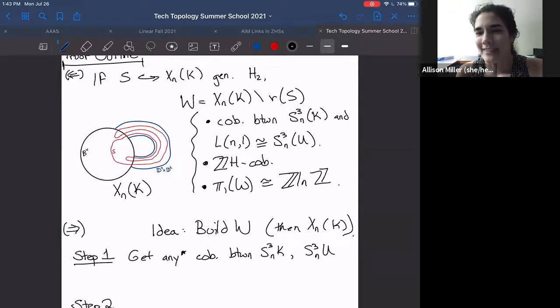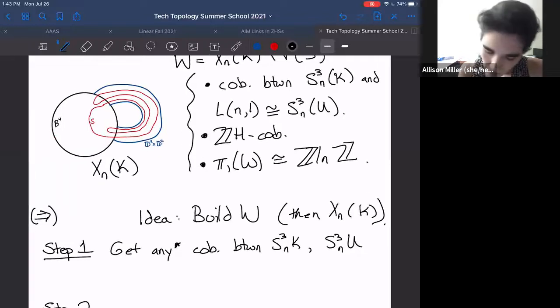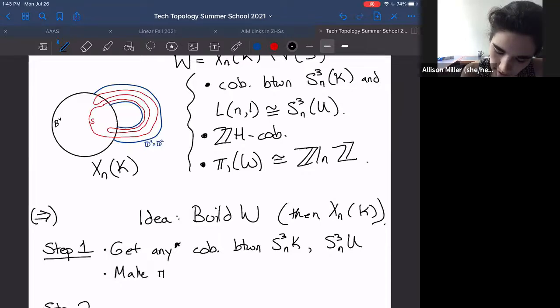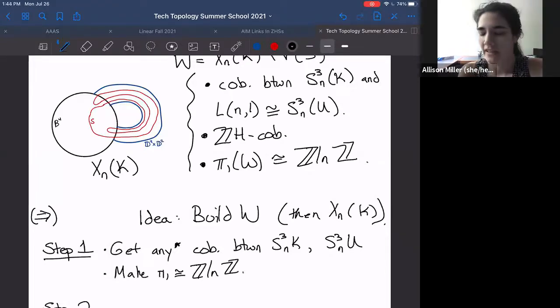Okay, there's an asterisk there, because that's a little bit of a lie. There are some technical things you want. There's some work that goes into this, but it's not that bad. Okay, and then I should say, we also saw this in one of Aru's lectures. You can make the pi 1 be what you want by doing surgery along curves in this four manifold. So I'll put that in that step.